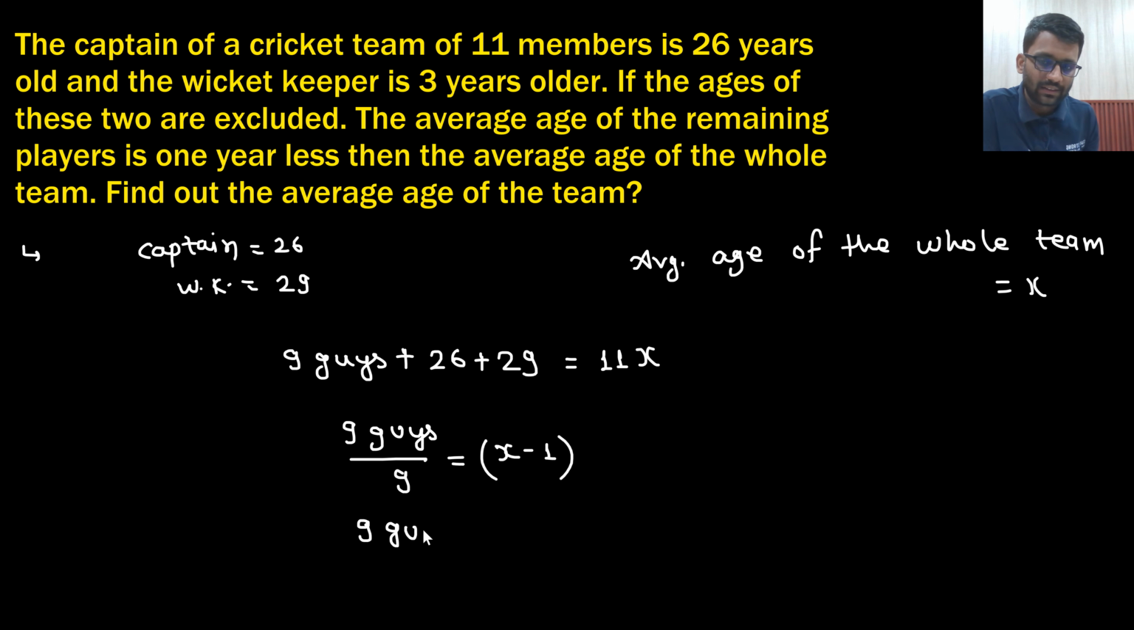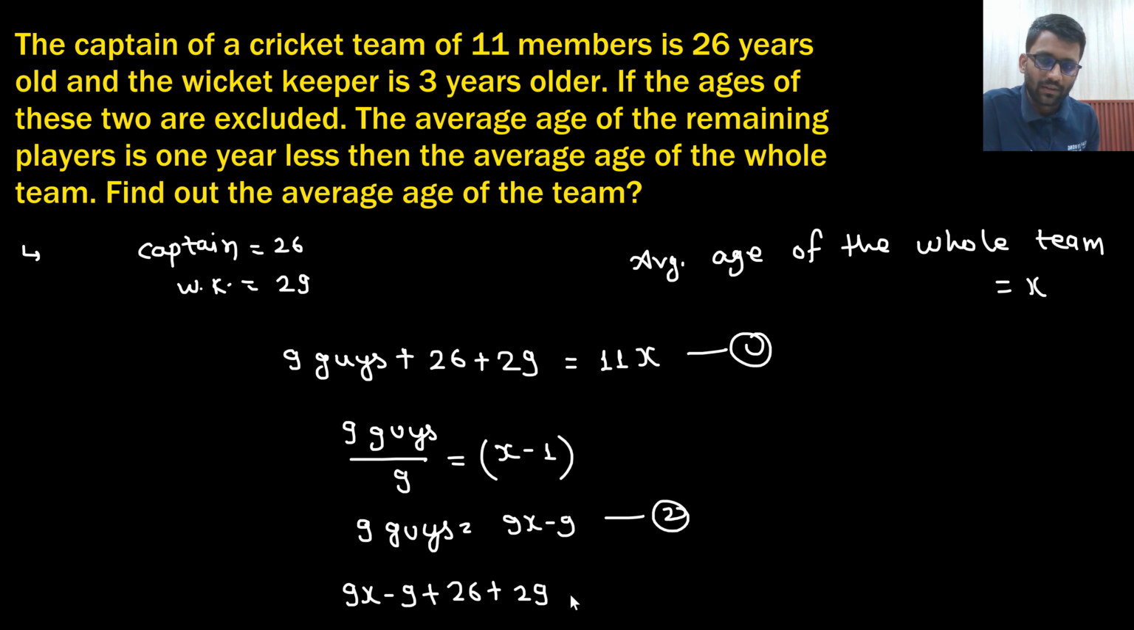Age of 9 guys is 9x minus 9. So this is equation 1. This is equation 2. So 9 guys can be replaced with 9x minus 9. So 9x minus 9 plus 26 plus 29 is equal to 11x, right?